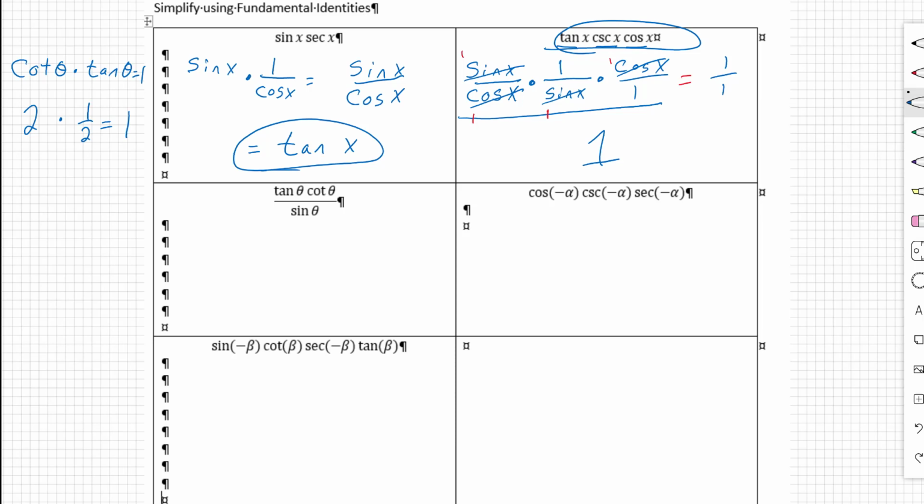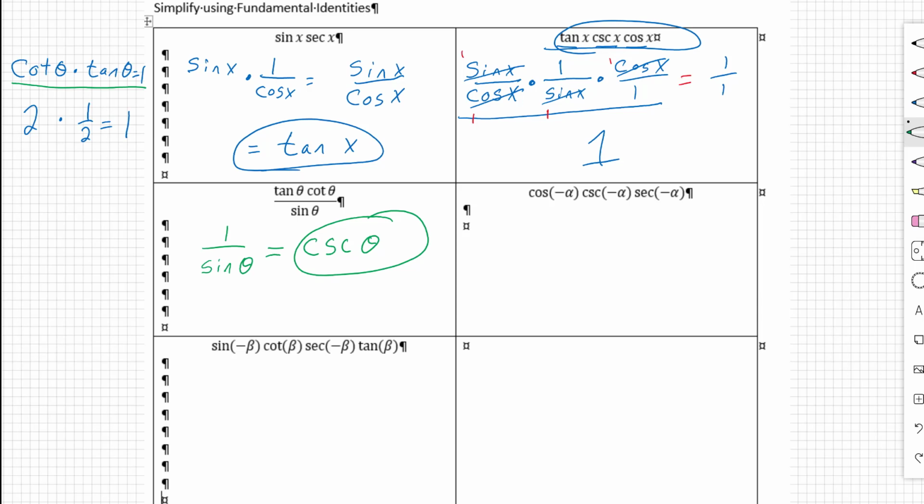Tangent theta, cotangent theta, sine theta. Well, we just set up here that cotangent theta times tangent theta is 1. So we could simplify this to 1 over sine theta very quickly. And there is a single expression that is equivalent to 1 over sine theta, and that would be cosecant theta. So again, this is a simplified version of the earlier expression.